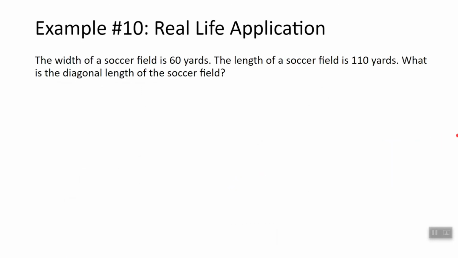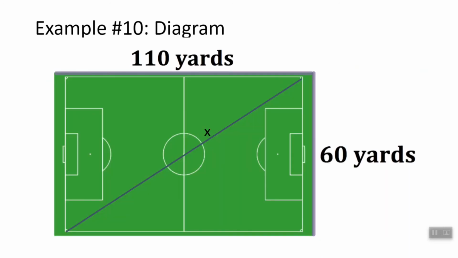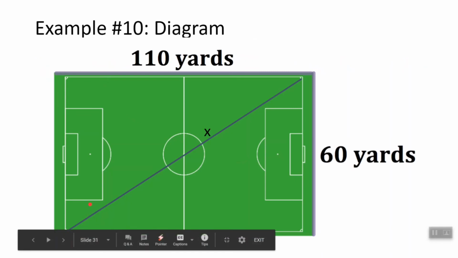This is the last example. Example 10, real life application. The width of a soccer field is 60 yards. The length of a soccer field is 110 yards. What is the diagonal length of the soccer field? This question is very straightforward. So we have our soccer field here. The length is 110 yards. The width is 60 yards. So what is the diagonal length?